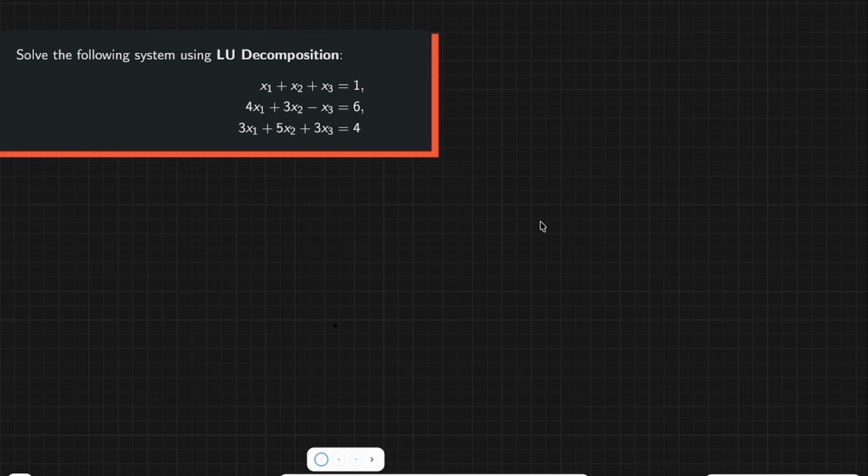Okay, now come to the next and very important question, that is your LU decomposition, which is very important. How to find out this LU decomposition? This question will be asked in your 10-mark question. Okay, so very important question.